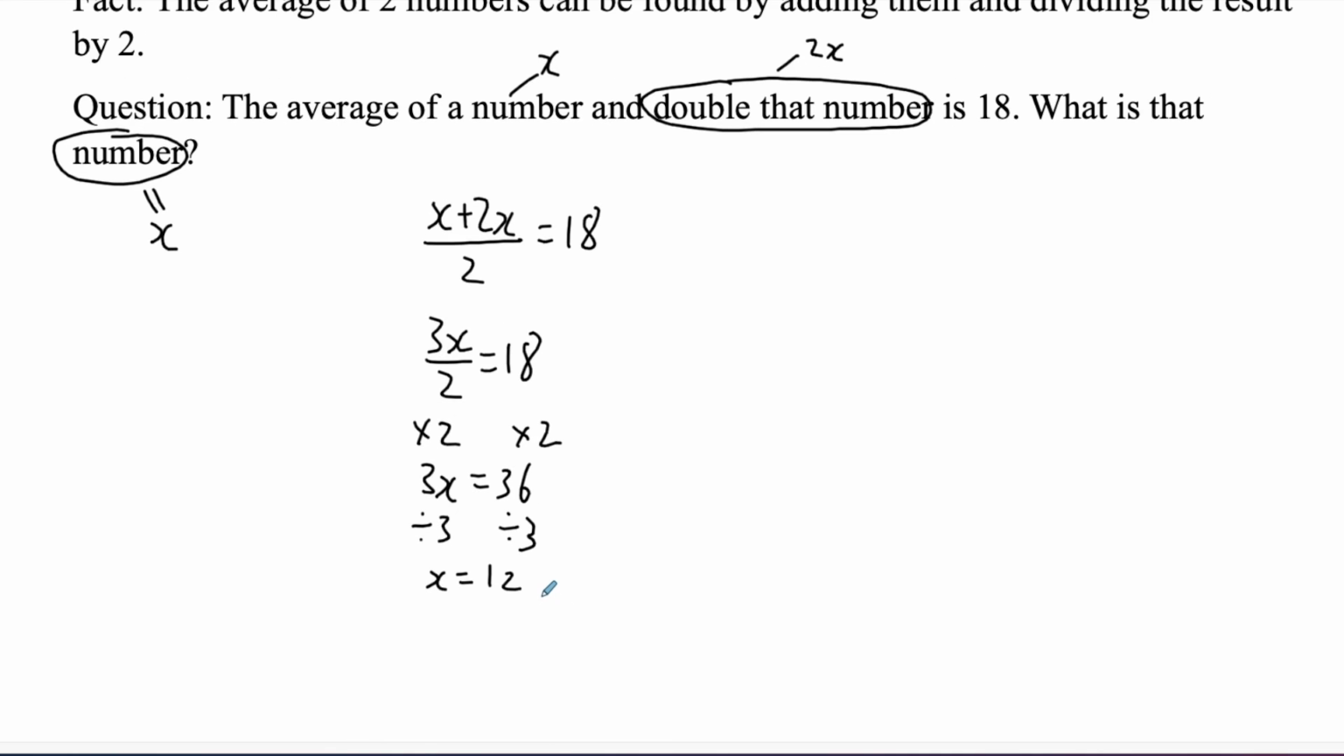And like with most worded problems, write a concluding statement. Therefore, the number is 12.